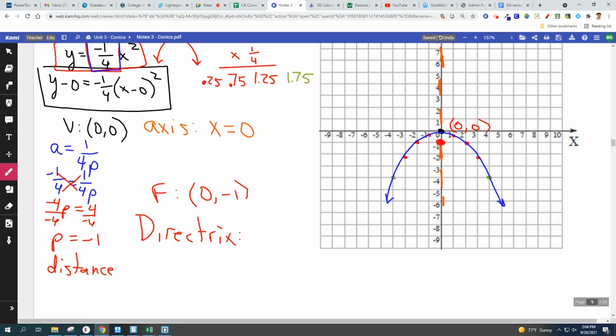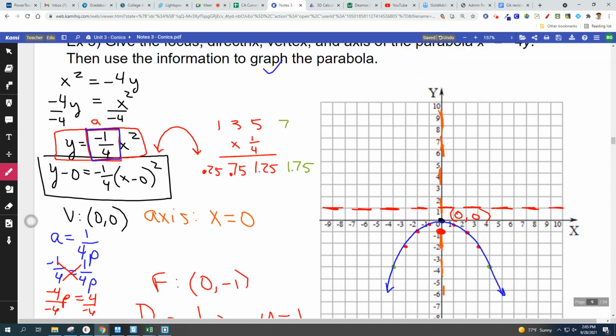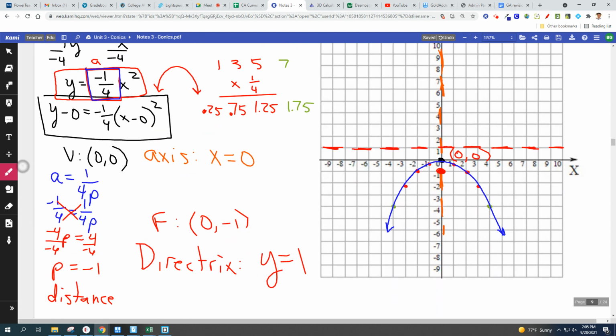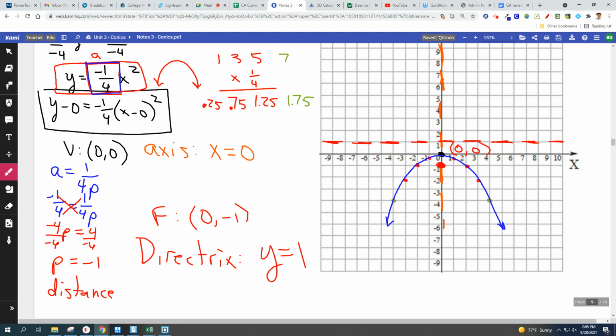The directrix then is the line that's going to be a horizontal line like this. And it's going to be 1 above that vertex. That equation is going to be y equals positive 1. So there we've got the focus and directrix now as well. X equals would be a vertical line. Y equals is a horizontal line.